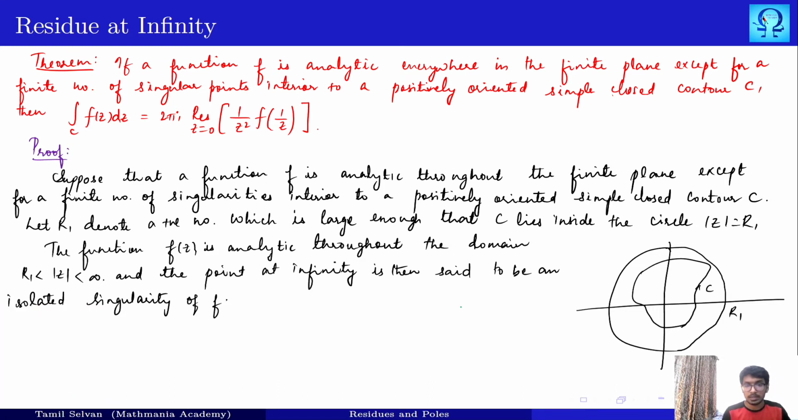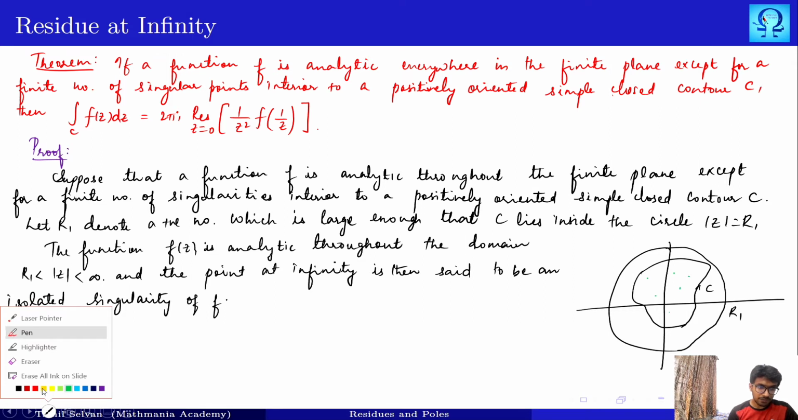Here, notice that all your singular points are lying inside C, right? So R1 is chosen to be some positive number which is large enough to contain that contour C inside it. Which means your point infinity is outside R1 only. So in the neighborhood of infinity, you will have no points which are singular points to the given function. So we cannot identify any point which is a singular point to the given function near infinity. So the point infinity must be an isolated singularity of the function f, right?